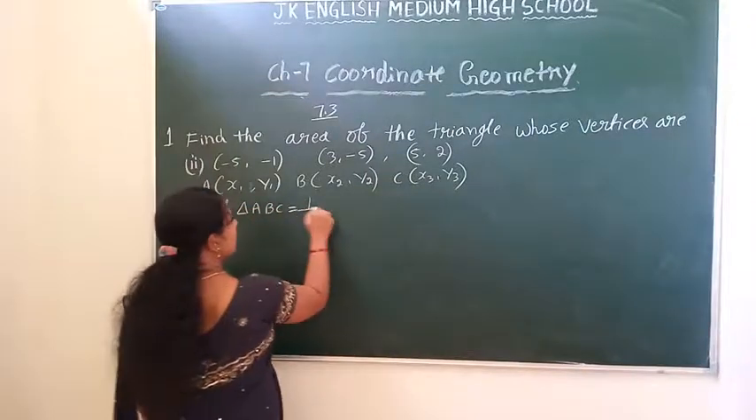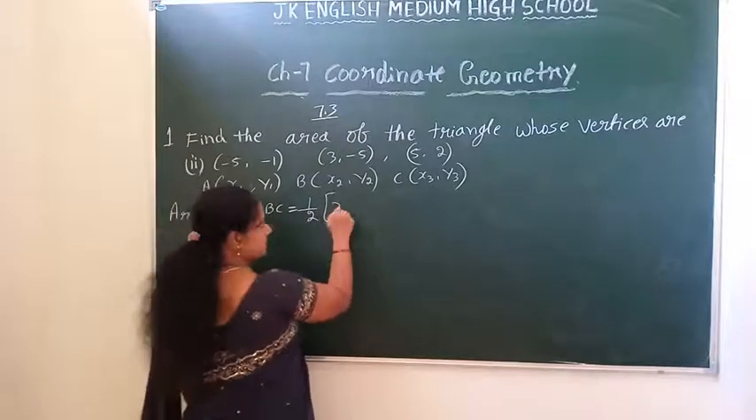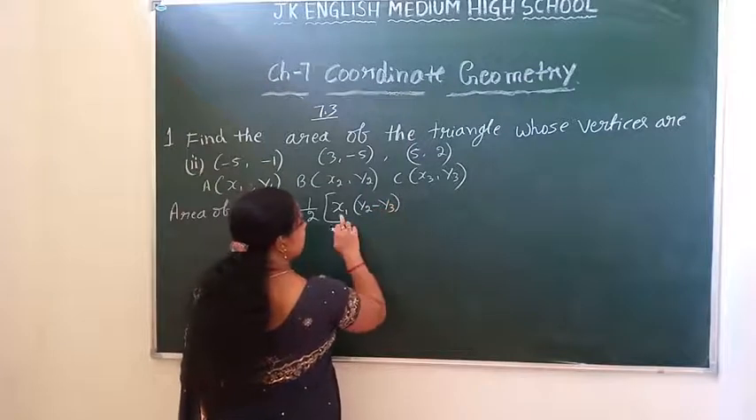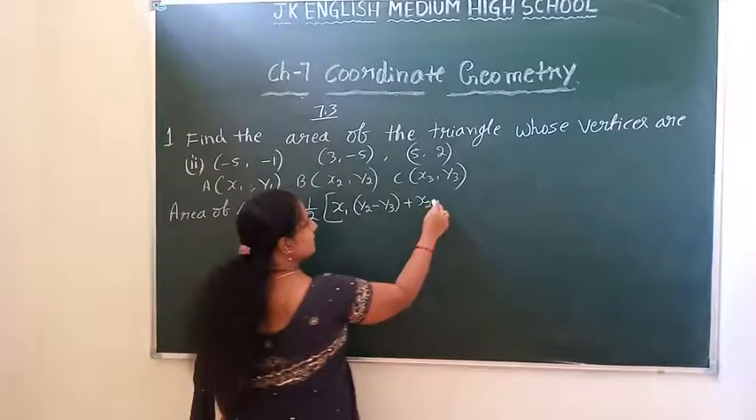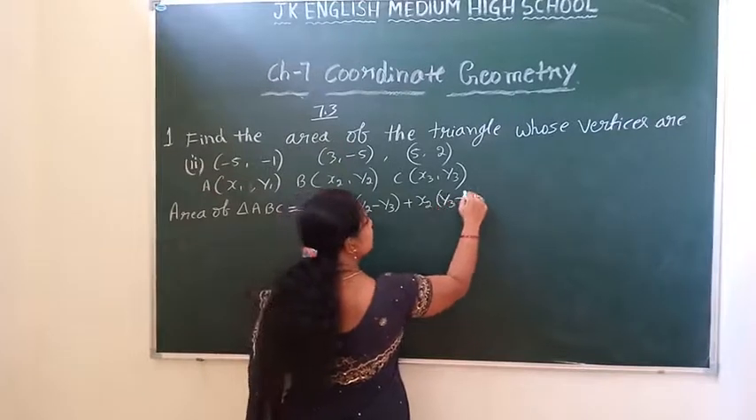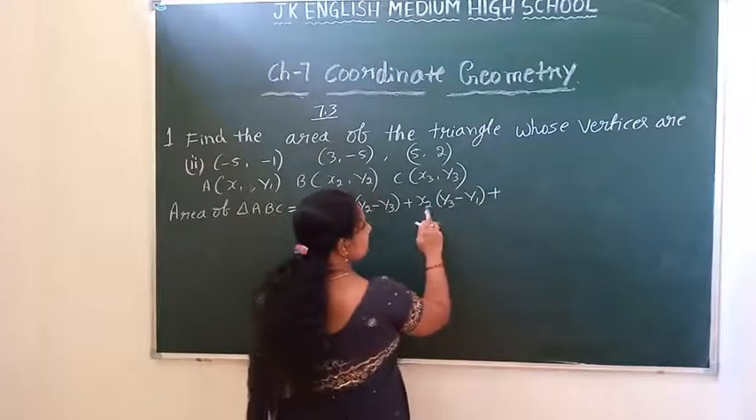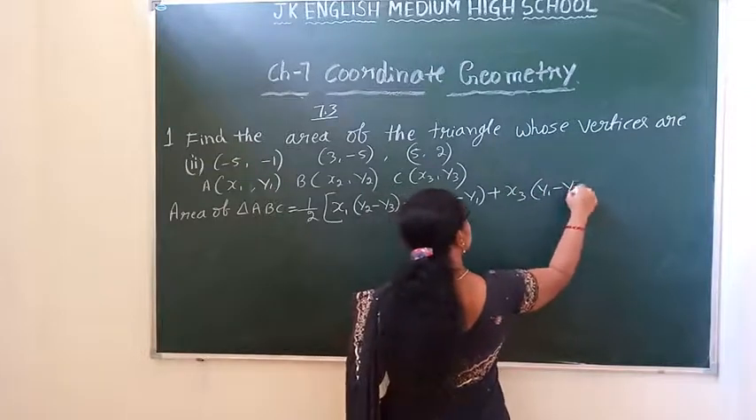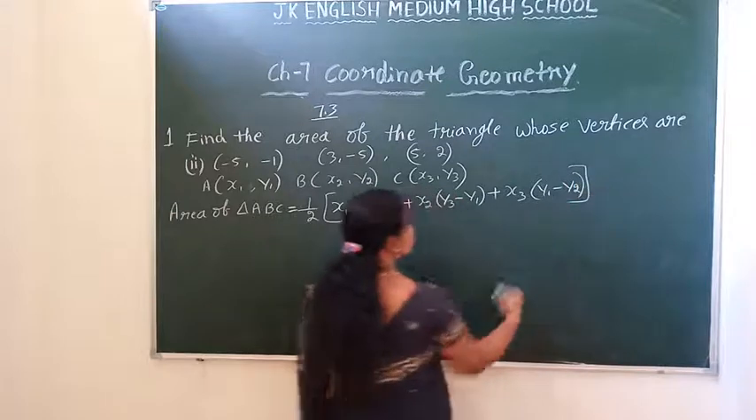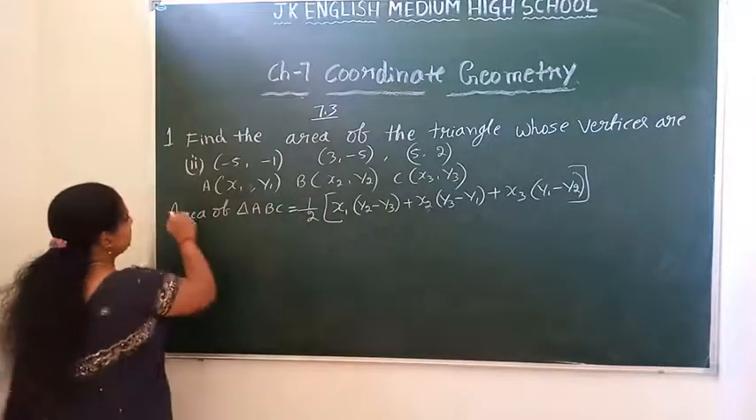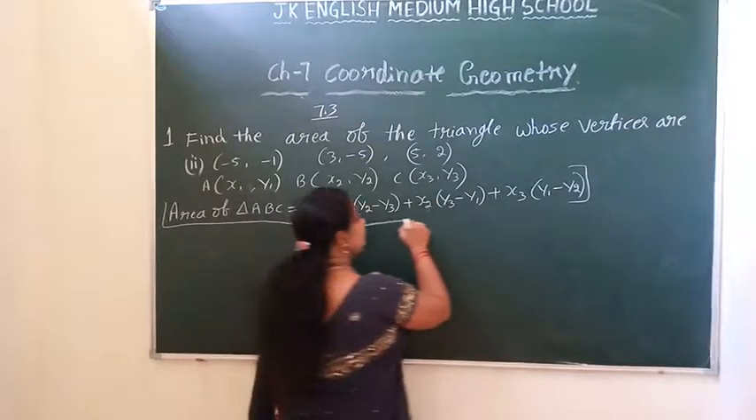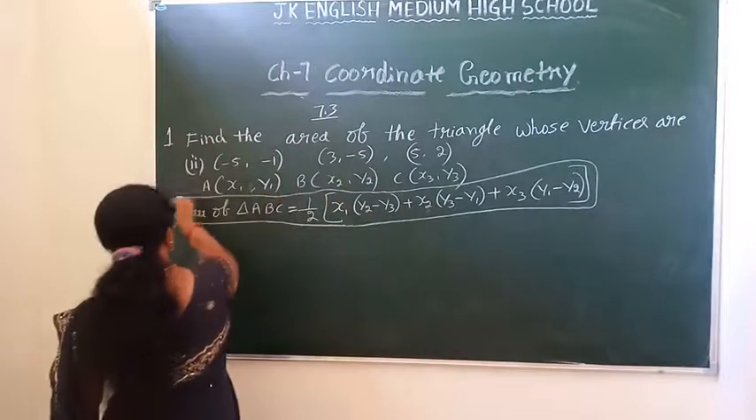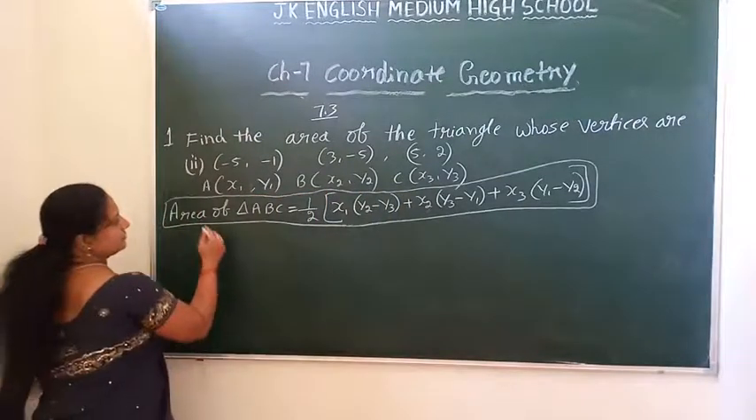Area of triangle ABC is equal to half of x1 first, then y2 minus y3, then x2, then y3 minus y1, plus x3, then y1 minus y2. So this is the formula. We have to use it to find out the area of triangle when they have given you 3 vertices coordinates. Now you substitute the values.